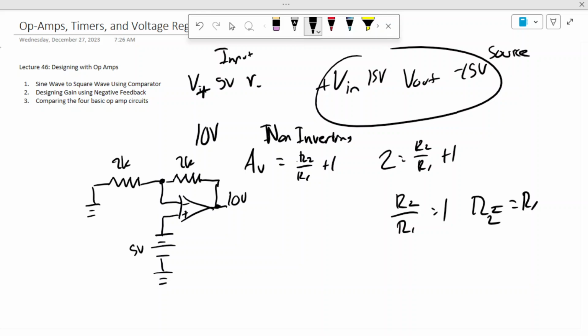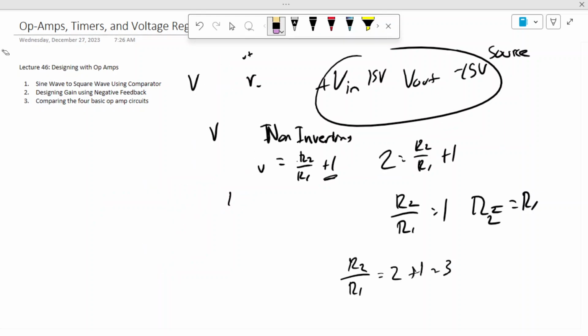If I want to triple it, then R2 over R1 has to equal 2, because then 2 plus 1 would be 3. If I want a gain of 3, I'm always adding that plus 1 in per the equation, so R2 over R1 has to be 2. So again, R2 is the one that connects back to the inverting feedback. So if I have 2K here and I want to triple it to get 15 volts, I need to make that 4K.